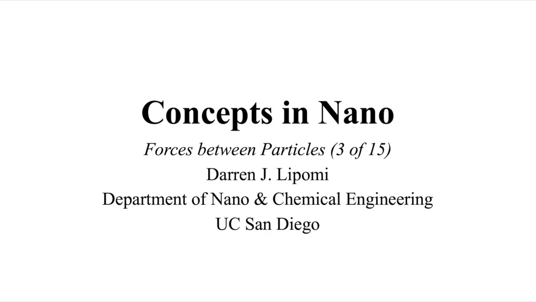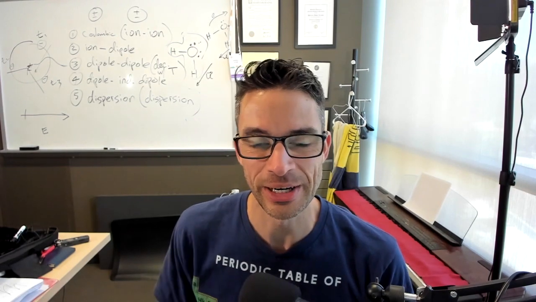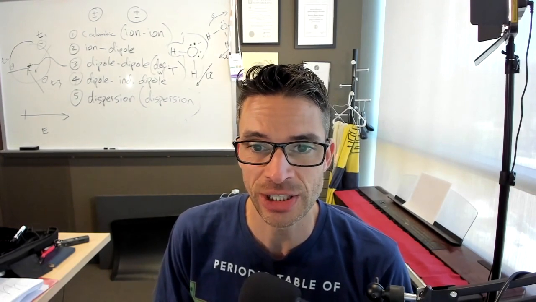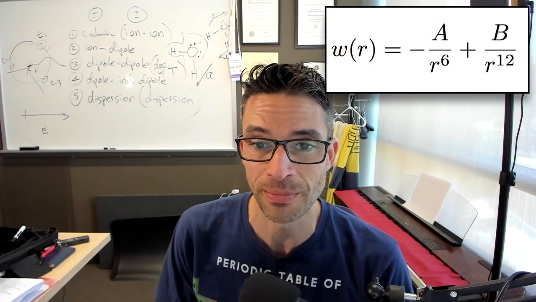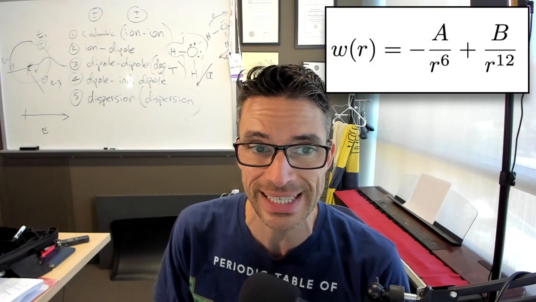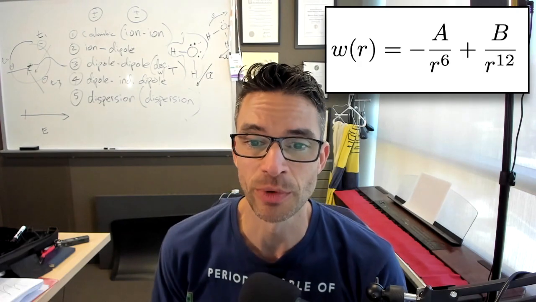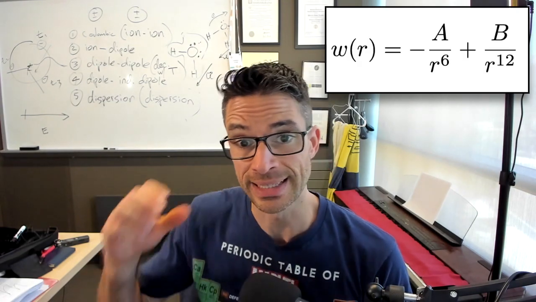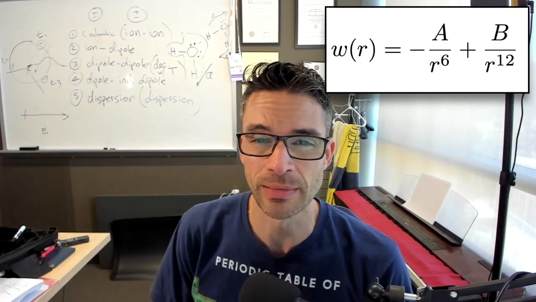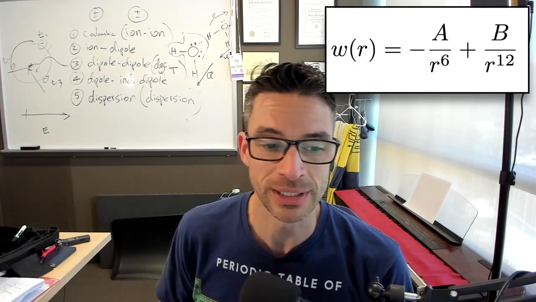As usual, I forgot something in the last video. I wanted to mention the Lennard-Jones potential, and the Lennard-Jones potential contains two terms. It contains a term for the attractive interaction due to the van der Waals forces, so that is W of r equals minus A over r to the sixth, plus some repulsive component that is given as usually something like B over r to the 12.